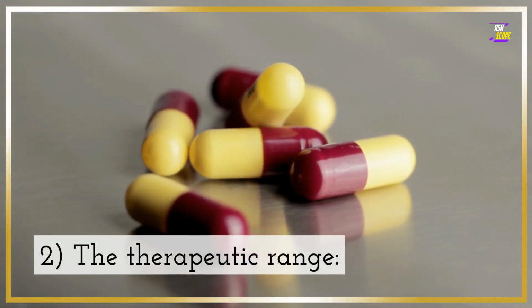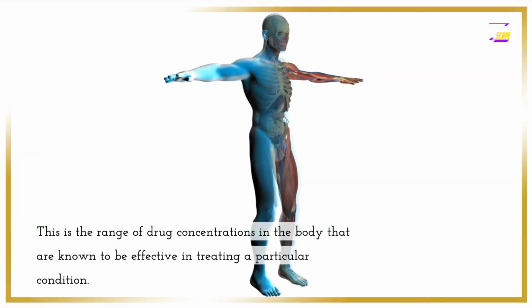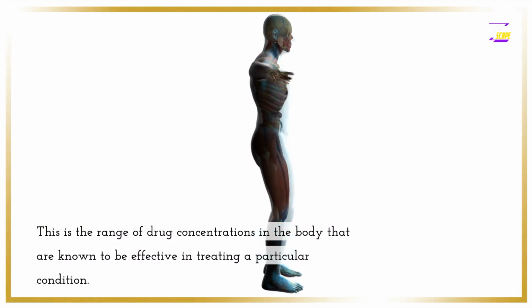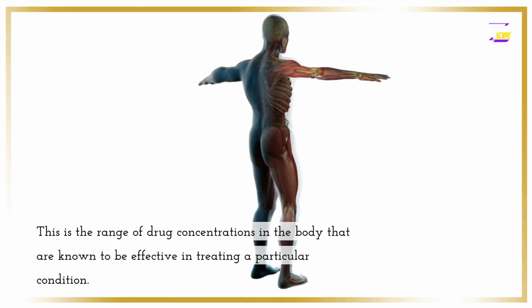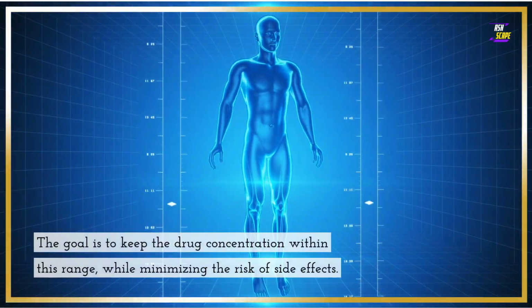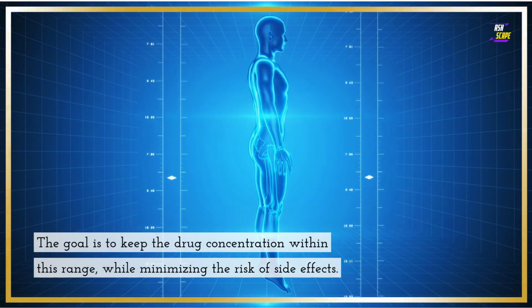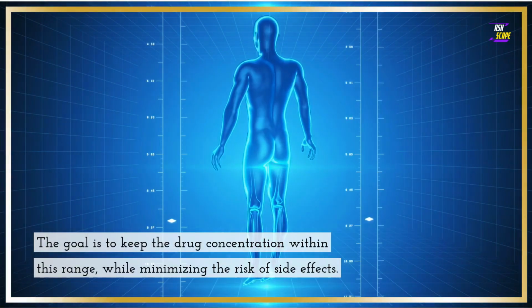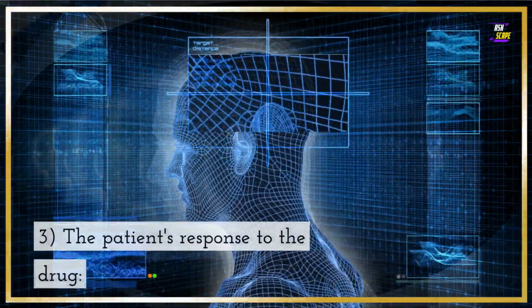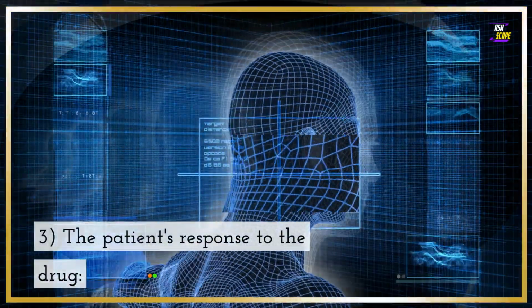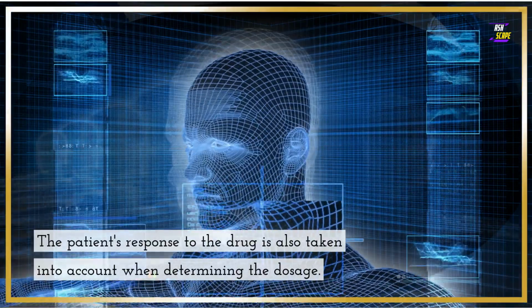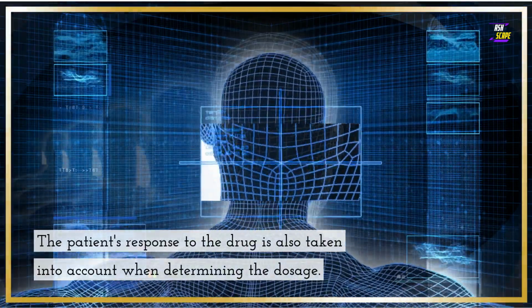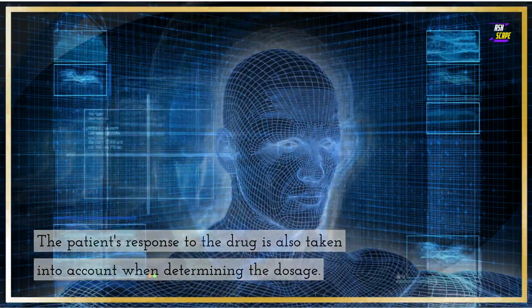2. The therapeutic range. This is the range of drug concentrations in the body that are known to be effective in treating a particular condition. The goal is to keep the drug concentration within this range, while minimizing the risk of side effects. 3. The patient's response to the drug.